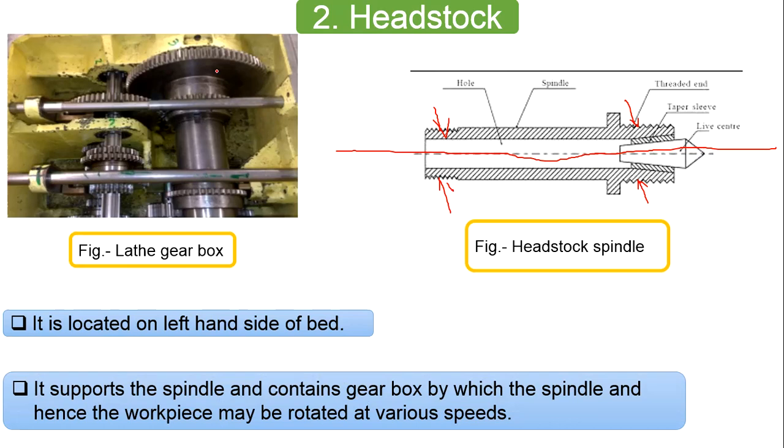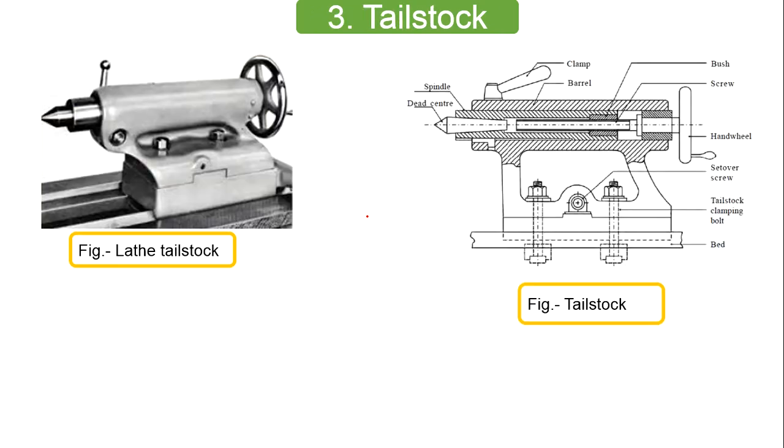Now for the gearbox, you can see the headstock also contains the gearbox. Different gearing arrangements are there, and with the help of this gearing arrangement we can give different RPM to the spindle. There is a lever here, and with the help of this lever we can shift the gears, and because of this gear shifting we will get different RPM for the spindle. So this is how your headstock will work. Basically the function is to provide different RPM to the spindle and, in another way, to the workpiece.